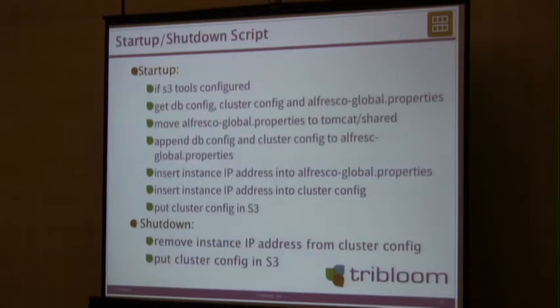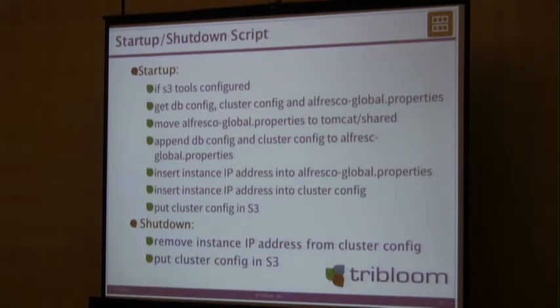So I needed to create a startup script to go into S3 and get the information I need. This is a little bit of pseudocode to explain what I did. First of all, we needed to make sure that S3 was available and s3cmd was configured on the instance. Then we go and grab our 3 files, our database configuration, our cluster configuration, and our Alfresco global properties, move those to the right place in Tomcat shared, and then put our private IP address into there so that we could do the right thing with respect to the cluster. I'm going to go through each of those files individually in just a minute, so we'll see what's going on here.